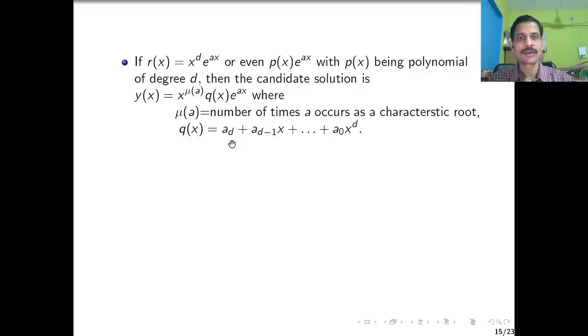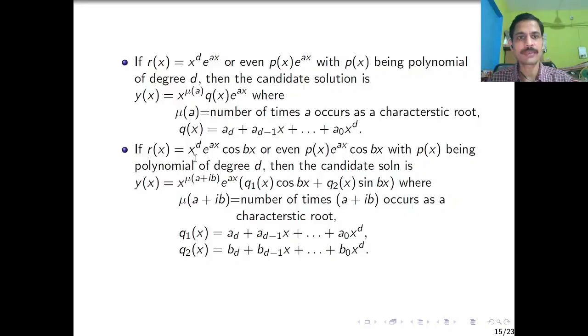So here all these coefficients are undetermined coefficients. a_d x^d plus a_(d-1) x^(d-1) plus dot dot dot a_0 is the q(x), and a_d, a_(d-1), dot dot dot a_0 are all undetermined coefficients. On substitution we will be able to determine these coefficients.